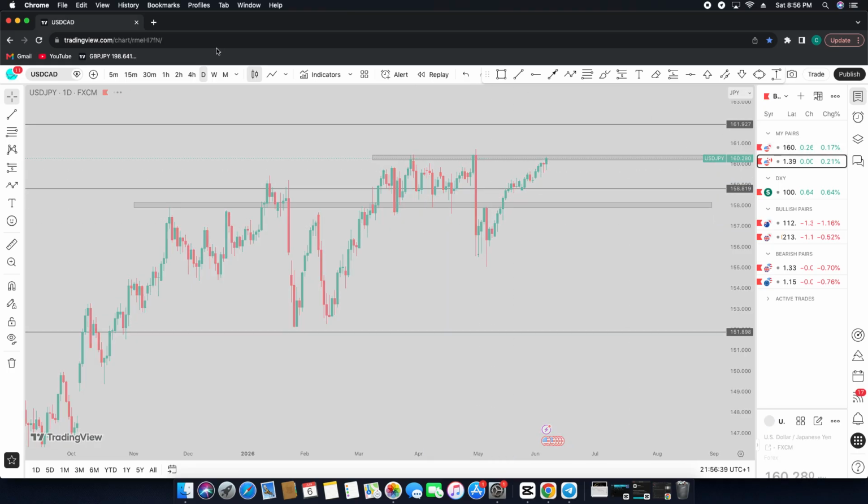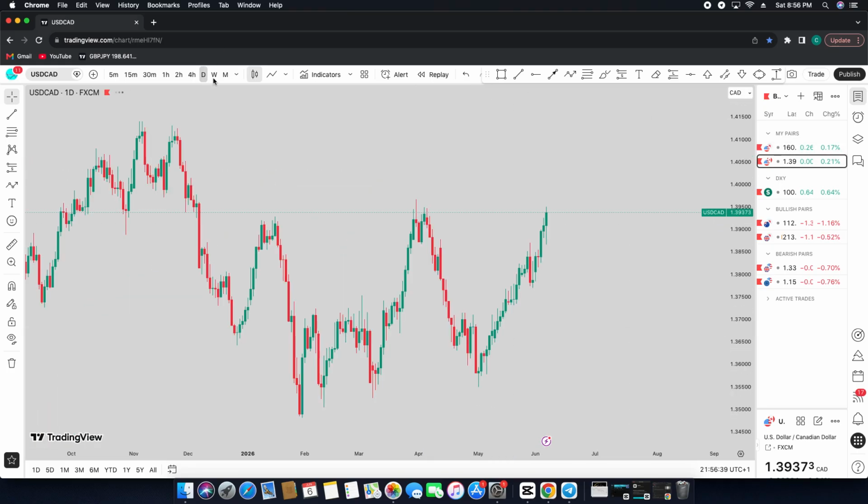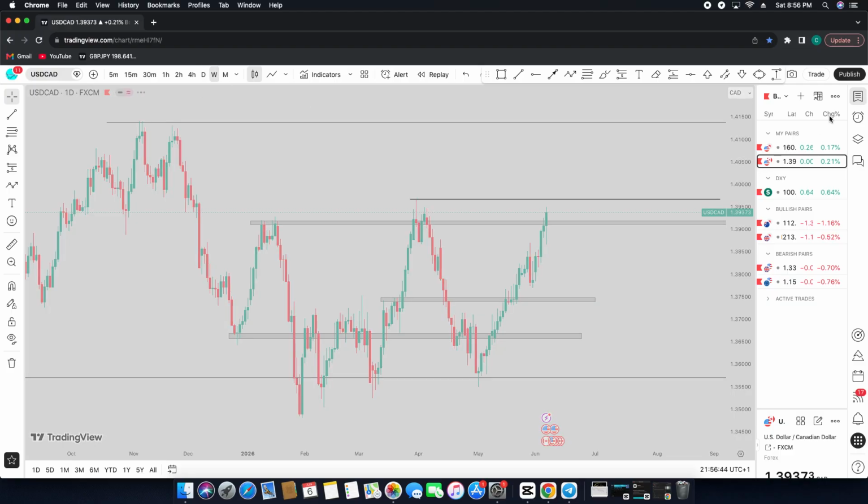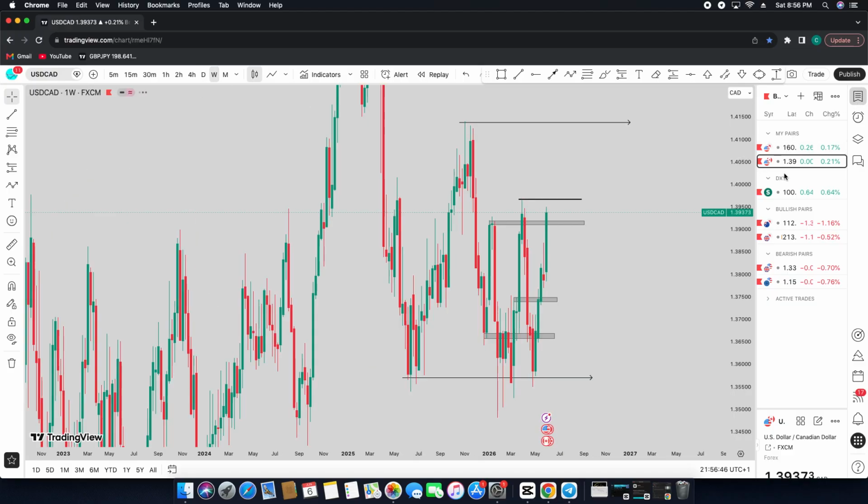So let's go to the next pair on my watch list, which is the USD CAD. Go to the weekly time frame.